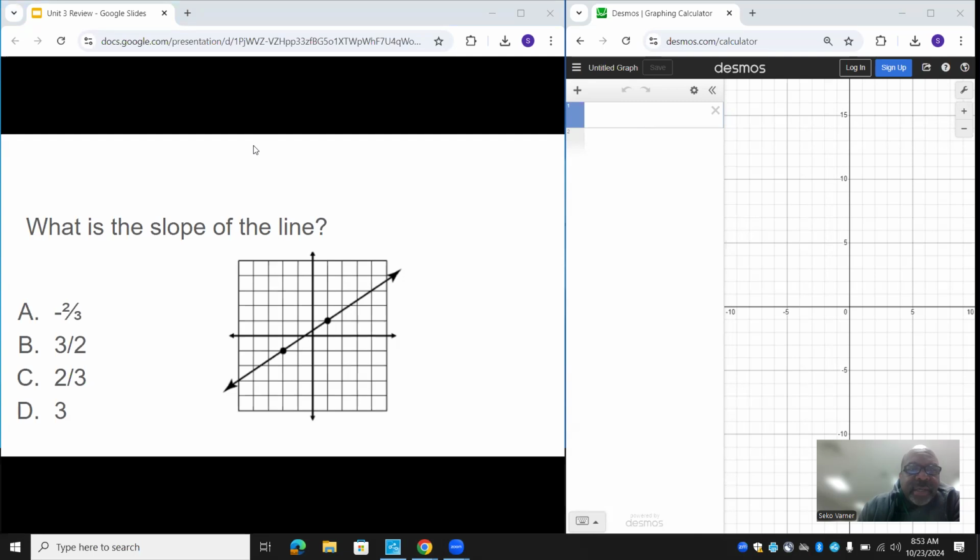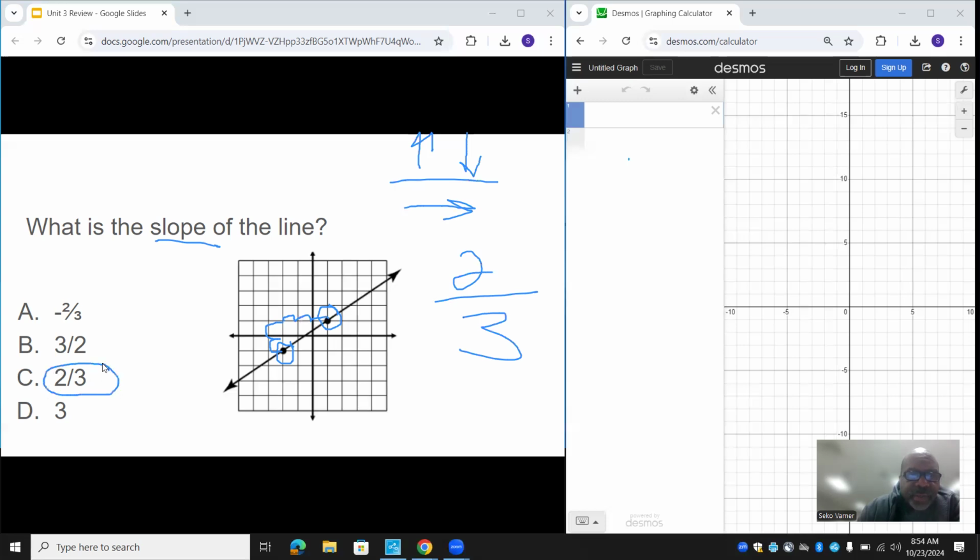All right, so the question is, what is the slope of the line? So here's the first point. Here's the second point. When we look for the slope, we can also call it the rate of change. The top number is going to be up or down, and the bottom number is always to the right. So I'm going up 1, 2. So my top number is going to be 2, and I'm going over 1, 2, 3. So my bottom number is 3. So the answer is going to be 2 over 3.